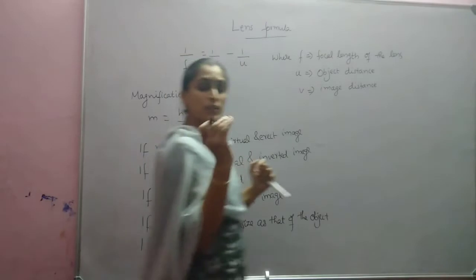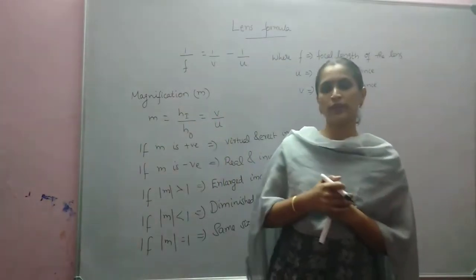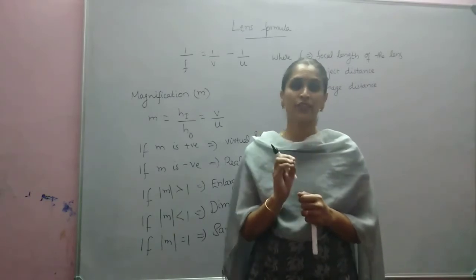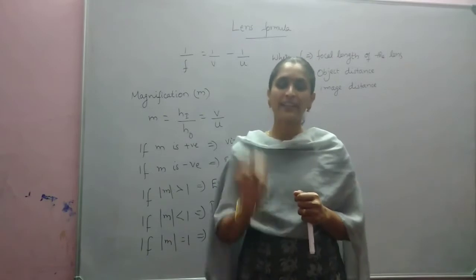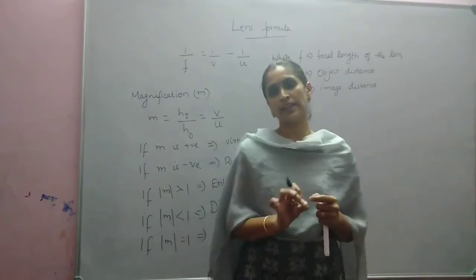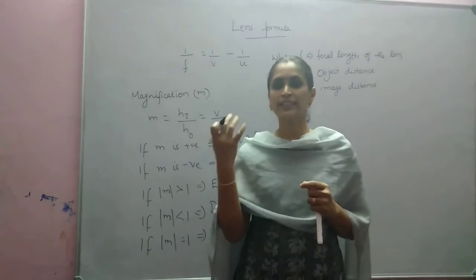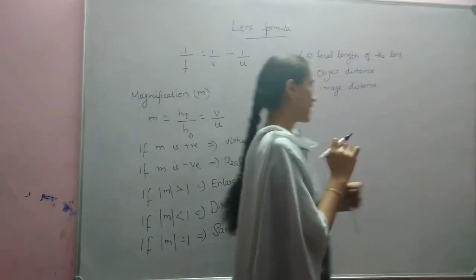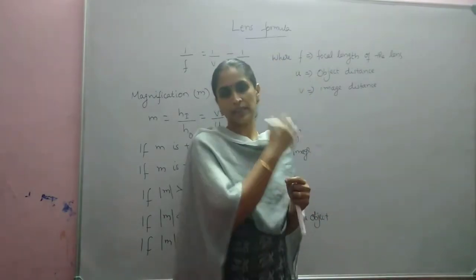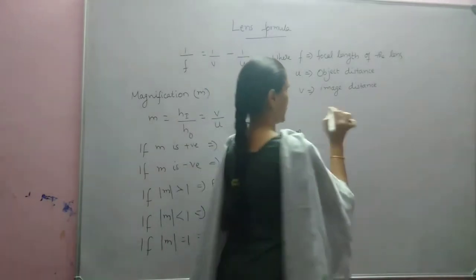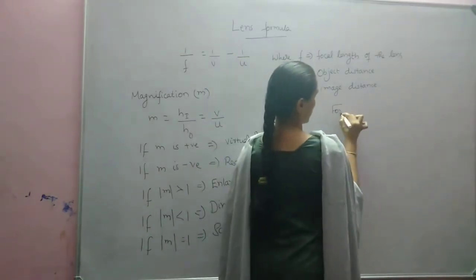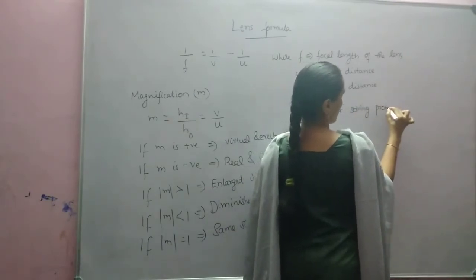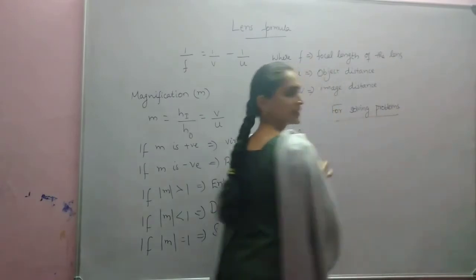One more thing, when you are solving problems related to the lens formula or mirror formula, whichever data is given, for that only you have to apply the sign convention. Very important. For the unknown quantities, you will get the sign automatically if your calculation is correct. So here also the sign convention is the same as for the mirror formula. For solving problems, you have to keep these things in mind.